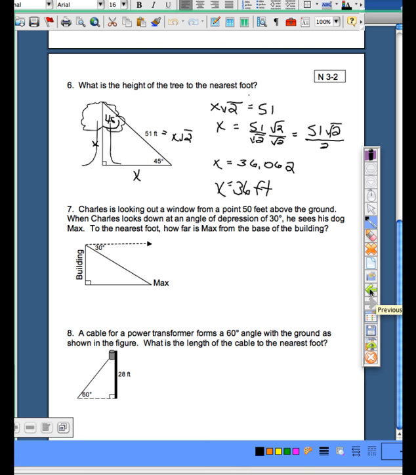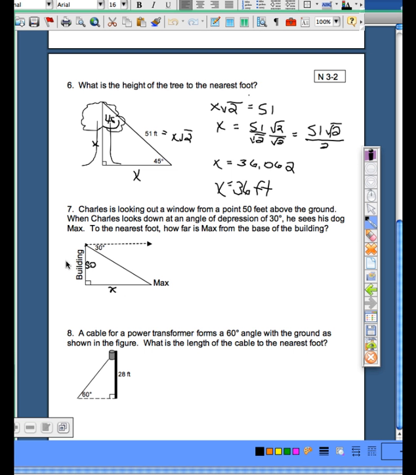Okay, Charles is looking out a window from a point 50 feet above the ground, so he's right here. So this is 50 feet. When Charles looks down at an angle of depression of 30 degrees, that means if he looked straight across, he'd be here, but he looks down, it's 30 degrees. He sees his dog Max. To the nearest foot, how far is Max from the building? Well, we want to know this distance. How far is Max from the building?